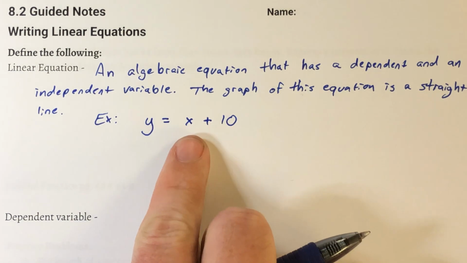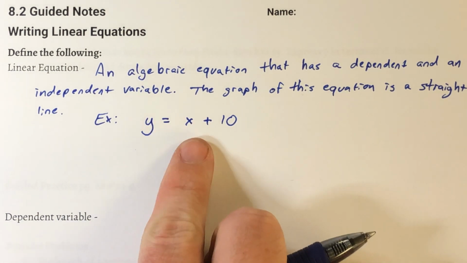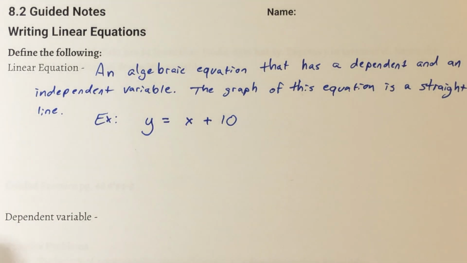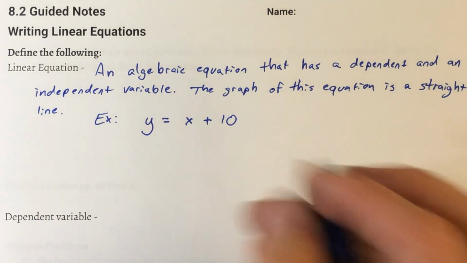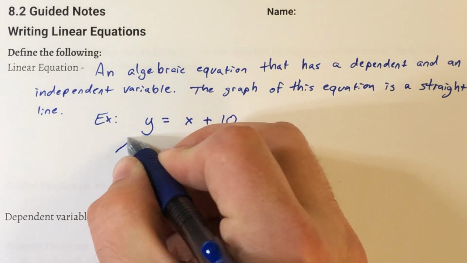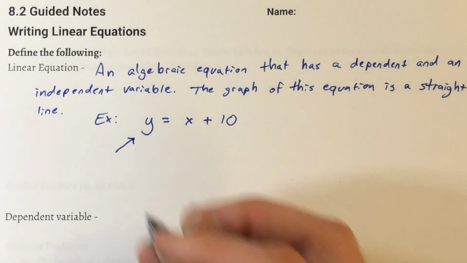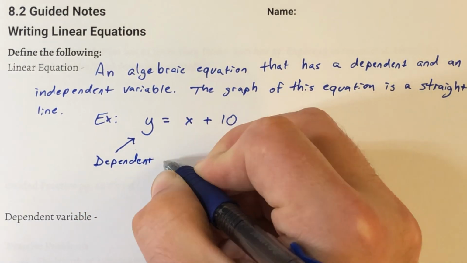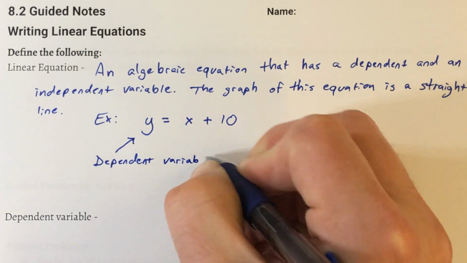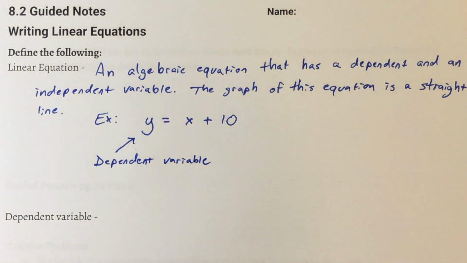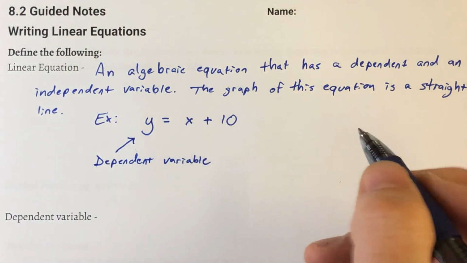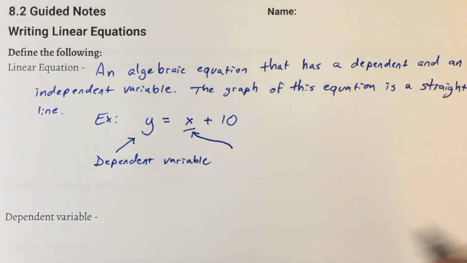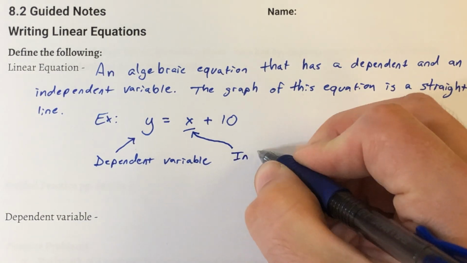So notice we have two different variables, two different letters. We have x and y. Now, this setup usually has a pattern. The variable by itself is typically going to be your dependent variable. The letter on the opposite side that's not by itself, so this x, for example, is typically going to be your independent variable.